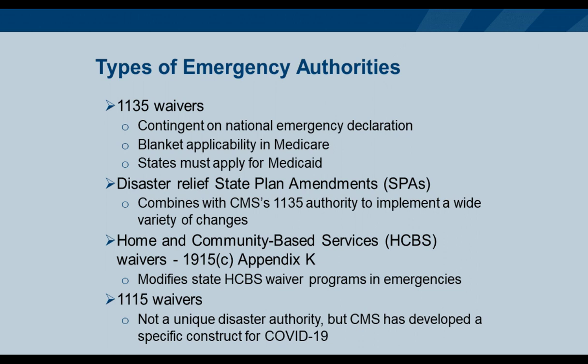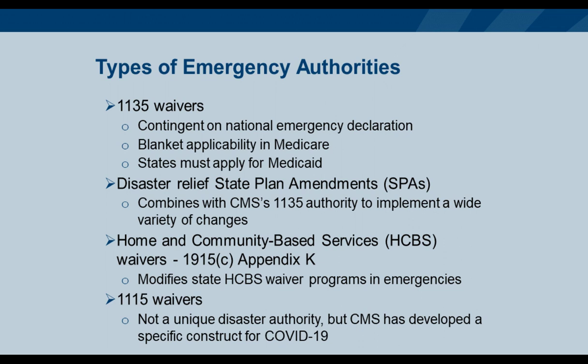There's also what CMS is calling a disaster relief state plan amendment. Now, normally a state plan amendment is the mechanism that states use to modify their basic Medicaid program. How the Medicaid program functions, who it covers, how it covers them, and how services are paid for would ordinarily be described in the state plan, and the state plan amendment is the mechanism that states use to modify the state plan. So the disaster relief state plan amendment combines with the 1135 authority that CMS has and allows states to implement a wide variety of policy changes.